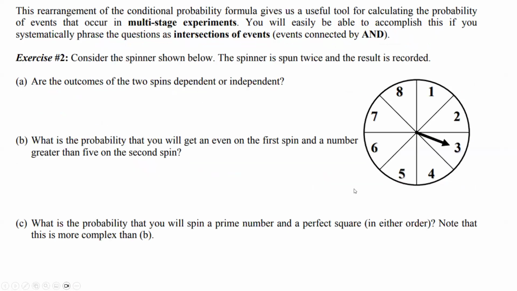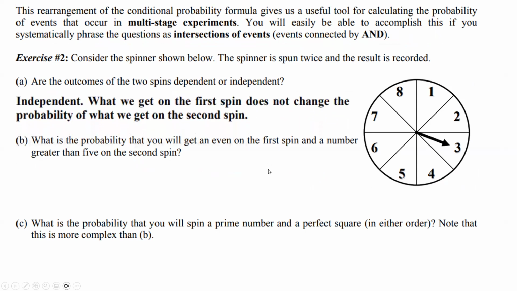Okay. This rearrangement of the conditional probability formula gives us a useful tool for calculating the probability that an event occurs in multi-stage experiments. You will easily be able to accomplish this if you systematically phrase the question as an intersection of events connected by the word and. Consider the spinner below. The spinner is spun twice and the results are recorded. Are the outcomes of the 2 spins dependent or independent?